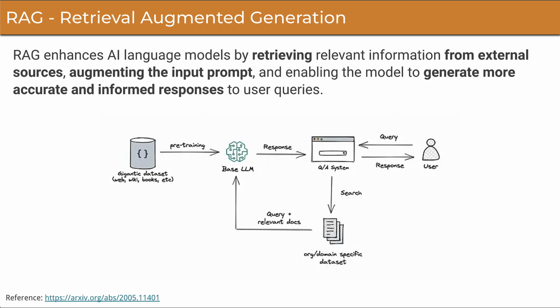Let's move on to our next core technique, retrieval augmented generation. This approach involves more work than just prompt engineering. So why do we need RAG? The key point here is that RAG enhances the AI language model by retrieving relevant information from external sources. That is the retrieval part. So this means it can pull in data from the web or wikis or books or specific organizational datasets in the databases to augment the input prompt. So the result is that the model can generate more accurate and informed responses to the queries.